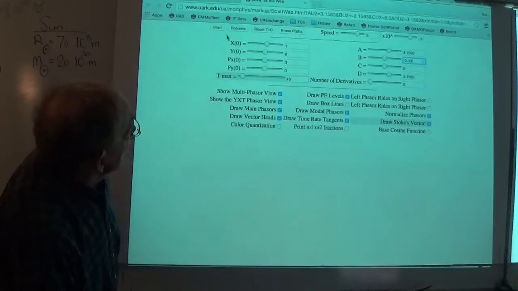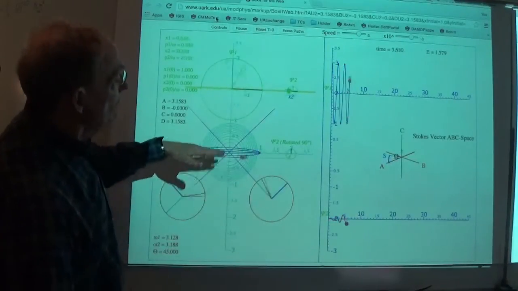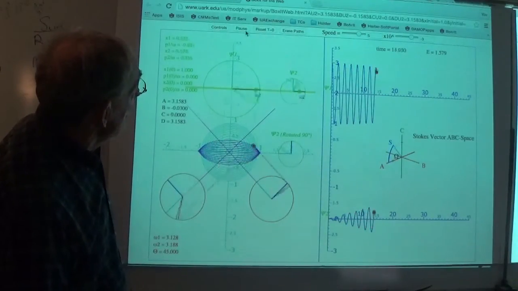And I'm going to bring the speed down here. Well, I'm not going to bring it down. I'm just going to let her rip. Let's see what happens. There we go. So we start with X polarization, and then let me get this thing on the pause button here.